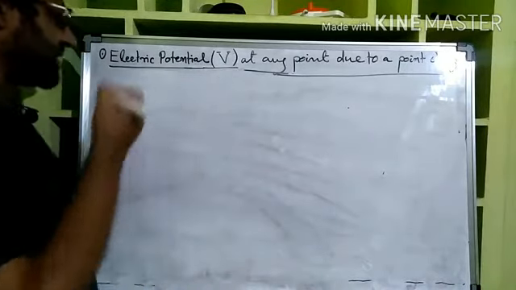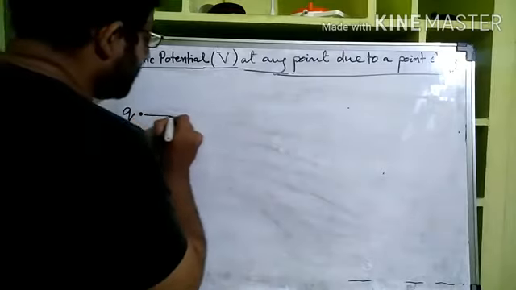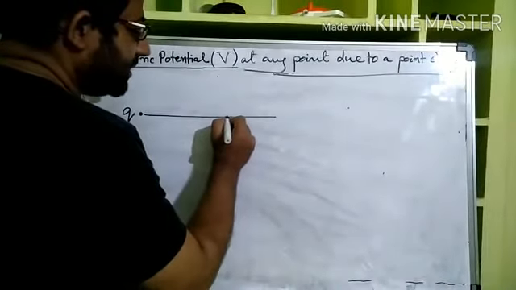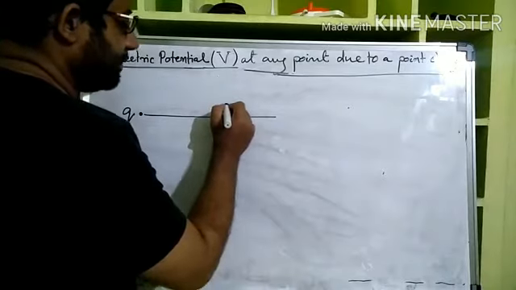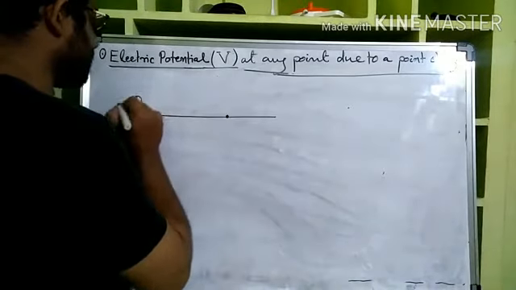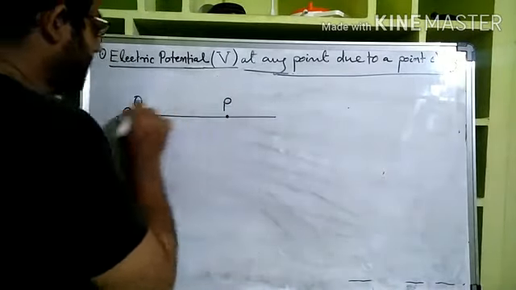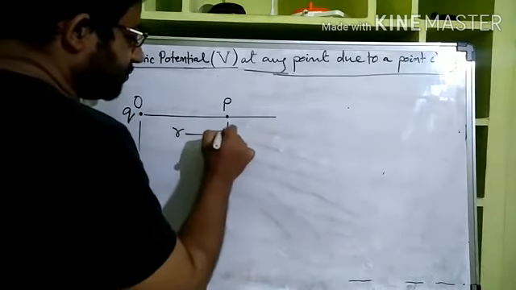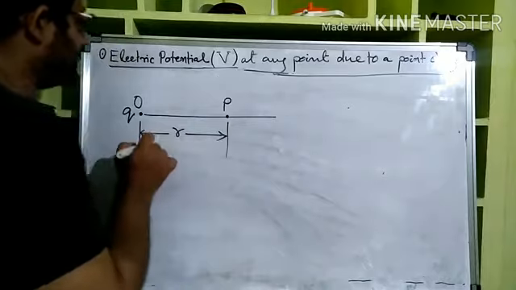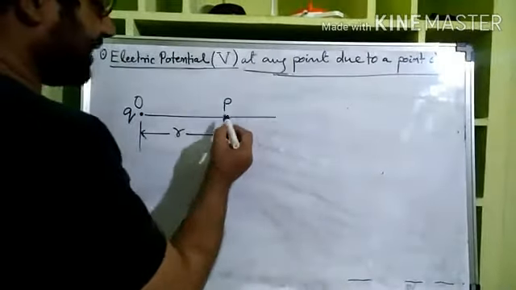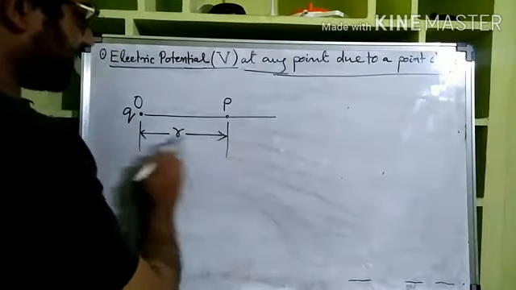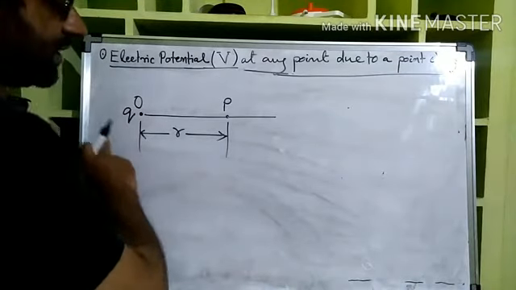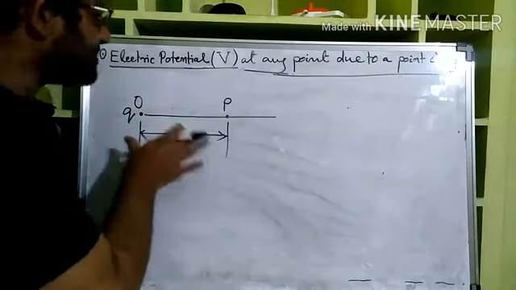Let us say we have a charge Q here, and due to this we are going to find out the potential at a point P here. Let's give some names. This point is O, this point is P, and the distance between O and P is r. So we are going to find out the electric potential at any point P at a distance of r from a point charge Q. Okay, to do that, what is the electric potential?